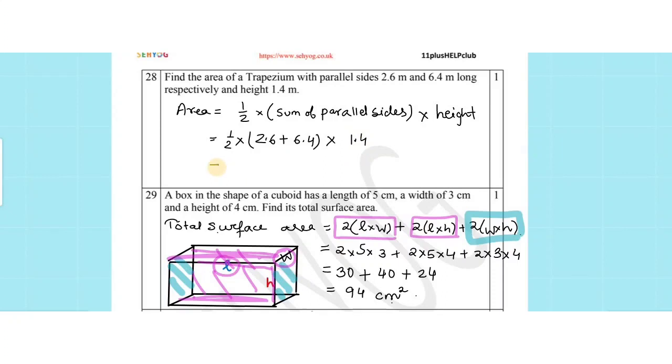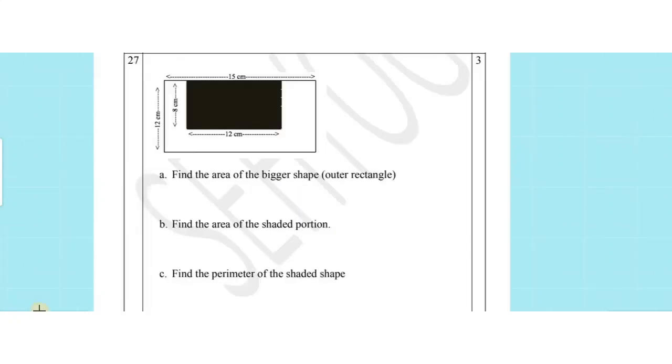So, let us calculate half of 1.4 first. Half of 1.4 is 0.7, and 0.7 times 2.6 plus 6.4, which is 9. 9 times 0.7 is 6.3. So, 6.3 meters squared for the area.